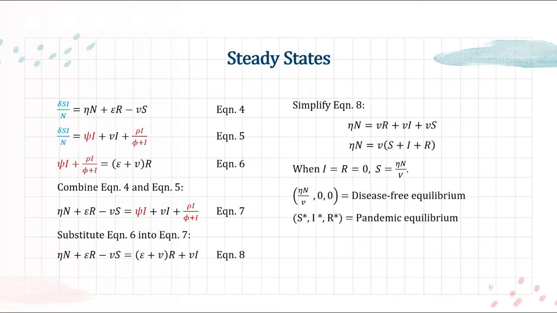Also, we can obtain the pandemic equilibrium with some S star, I star, and R star that satisfy the equations. This steady state demonstrates the persistence of the disease, and the COVID-19 infection can spread in the community with some cases generated daily.